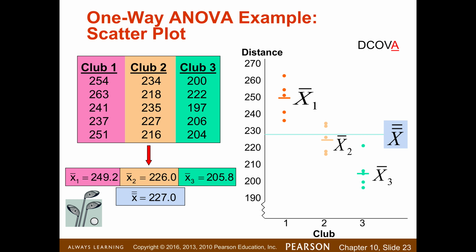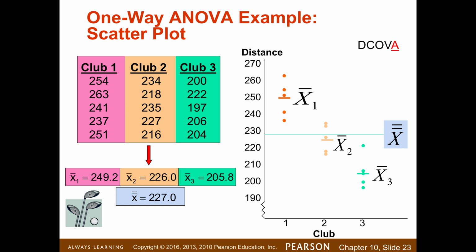So the first thing they'd want to do is make some basic calculations. You could see that they've calculated the mean of the first 5, so the mean for club 1, the mean for club 2, and the mean for club 3, and they've calculated the mean for all 15 measurements. The mean for all clubs hit is 227. The mean for the first club is 249, and 226 and 205 for club 2 and club 3.